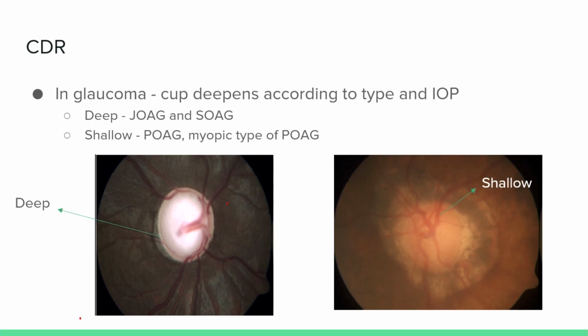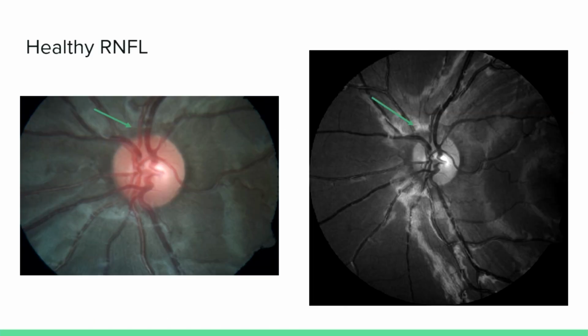This is the first image. You can see the cup is very deep. And shallow cups are seen in primary open angle glaucoma and myopic type of primary open angle glaucoma. Moving on to the RNFL defect, retinal nerve fiber layer defect.